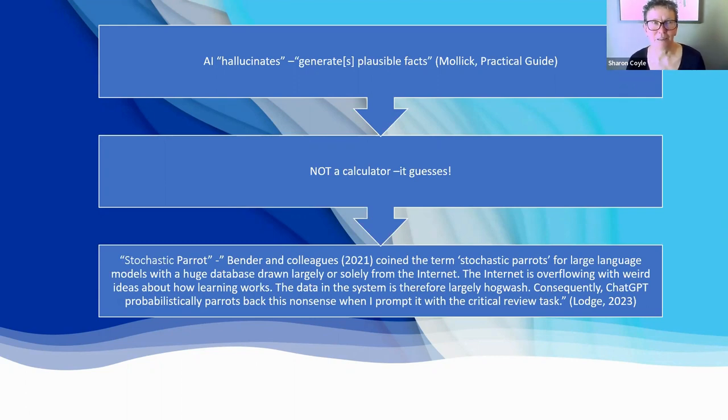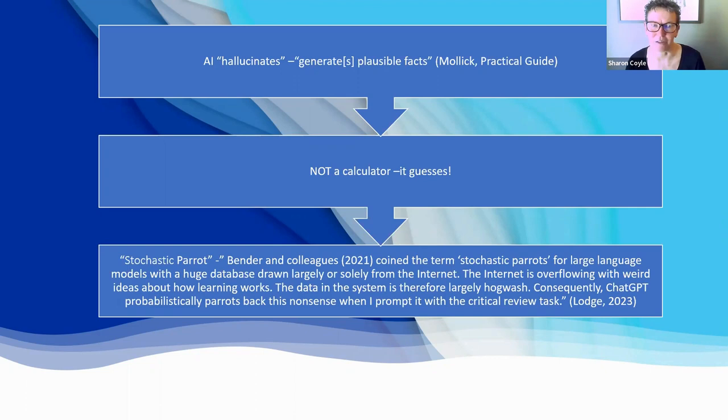It's not a calculator. There's no 2 + 3 = 5. It's more like, this is what lots of people had, so the probability that this might be what you're looking for, I'm going to give you this. There's not any kind of logical structure to the answers you're getting. It's guessing. And Bender and colleagues came up with the term stochastic parrot for large language models with a huge database that's drawn solely from the internet. A lot of the information that went into ChatGPT supposedly came from Reddit. And the internet is flowing with weird ideas.